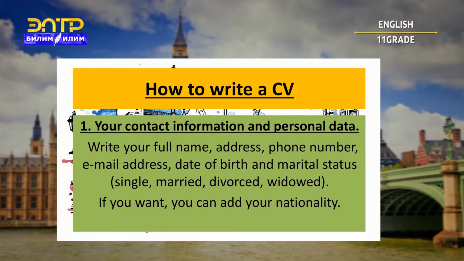How to write a CV? First, your contact information and personal data. Write your full name, address, phone number, email address, date of birth, and marital status: single, married, divorced, widowed. If you want, you can add your nationality.